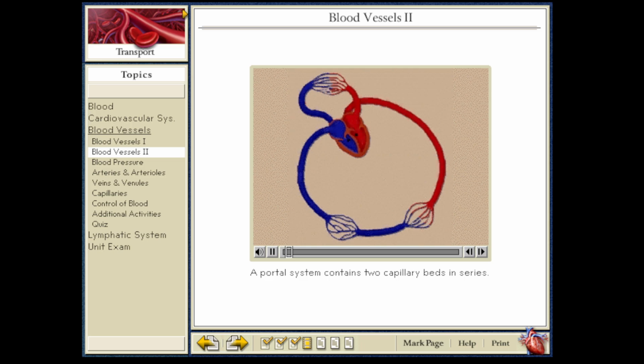A portal system contains two capillary beds in series. Blood flows from the heart through the first capillary bed, where it then drains into a portal vein. The portal vein carries the blood to a second capillary bed that drains into a vein that returns blood to the heart. The hepatic portal system is one example of a portal system. Its first capillary bed is located in the intestines and the second in the liver.